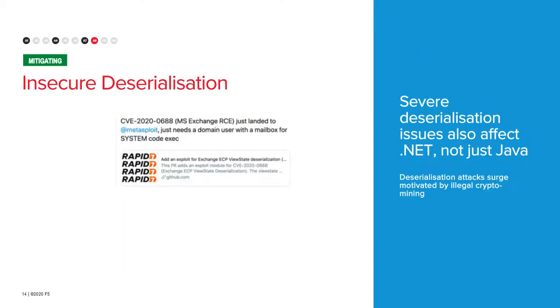The example here is just one from earlier this year, actually, a remote code execution that was achieved by performing a deserialization attack against Microsoft Exchange. So clearly, even a large enterprise, widely used app like Exchange is still vulnerable to this kind of attack.